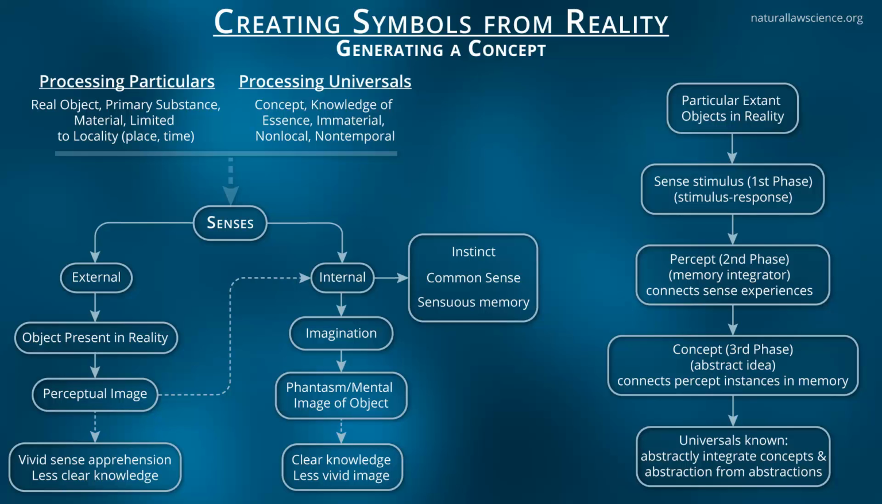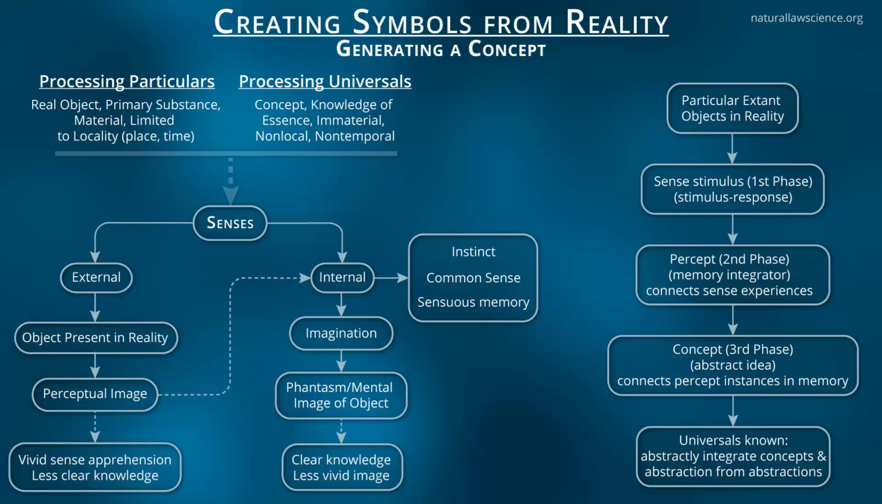And the third phase is conceptual. That's where you connect percept instances in memory. So the perceptions you previously created in the second phase, where you connected experiences, those connected experiences that create memories, you can further connect those different memories, those different perceptual instances of reality into abstract ideas, concepts about reality. And this is how we start from the particular, extant object in reality, and we're going towards the universal, the abstract ideas. The universals are known this way.